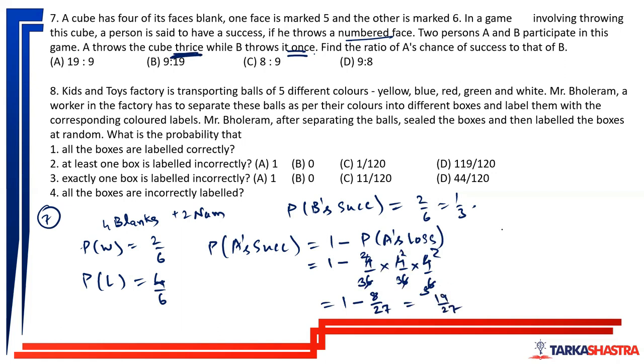Now probability of A's success upon probability of B's success. We want to find the ratio. Probability of A's success is 19 by 27, probability of B's success is 1 by 3. This is 19 by 27 into 3 by 1. So this is 3 1, this is 3 9. Ratio is 19 is to 9. Okay. Moving forward to the 8th question.